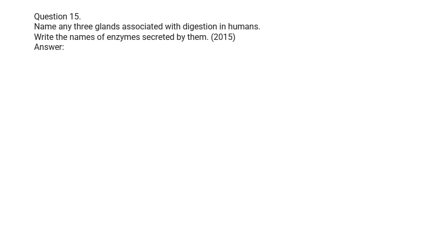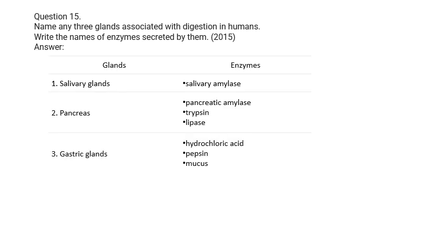Question number 15. Name any three glands associated with digestion in humans. Write the names of the enzymes secreted by them. So answer for this, salivary gland, it secretes salivary amylase. Pancreas, it secretes pancreatic amylase, trypsin, lipase. And gastric glands, they secrete hydrochloric acid, pepsin and mucus.